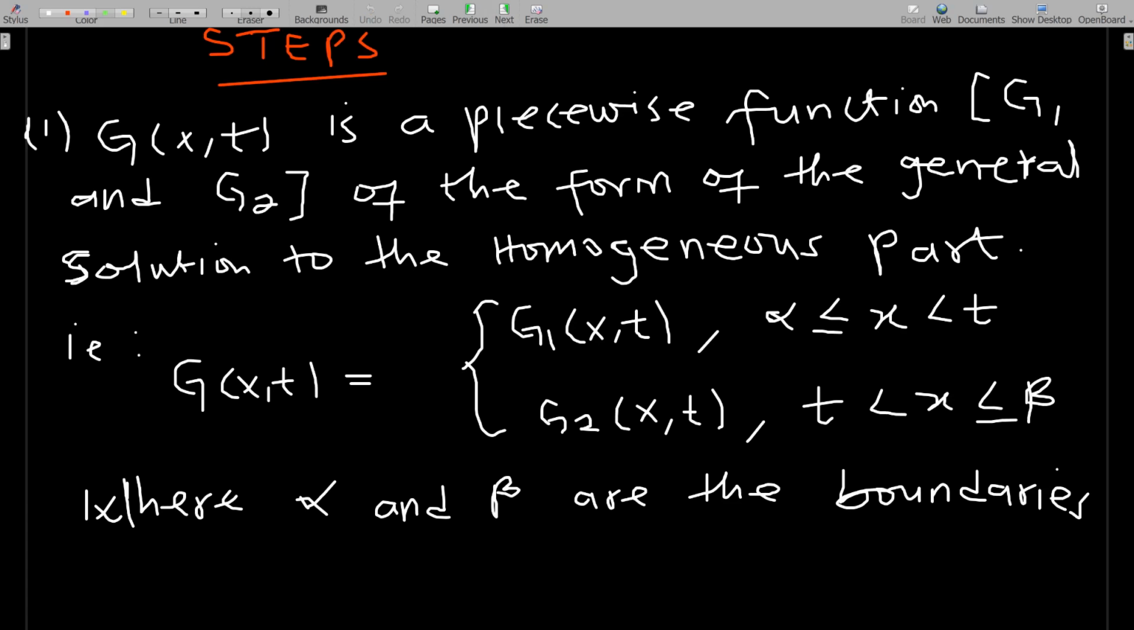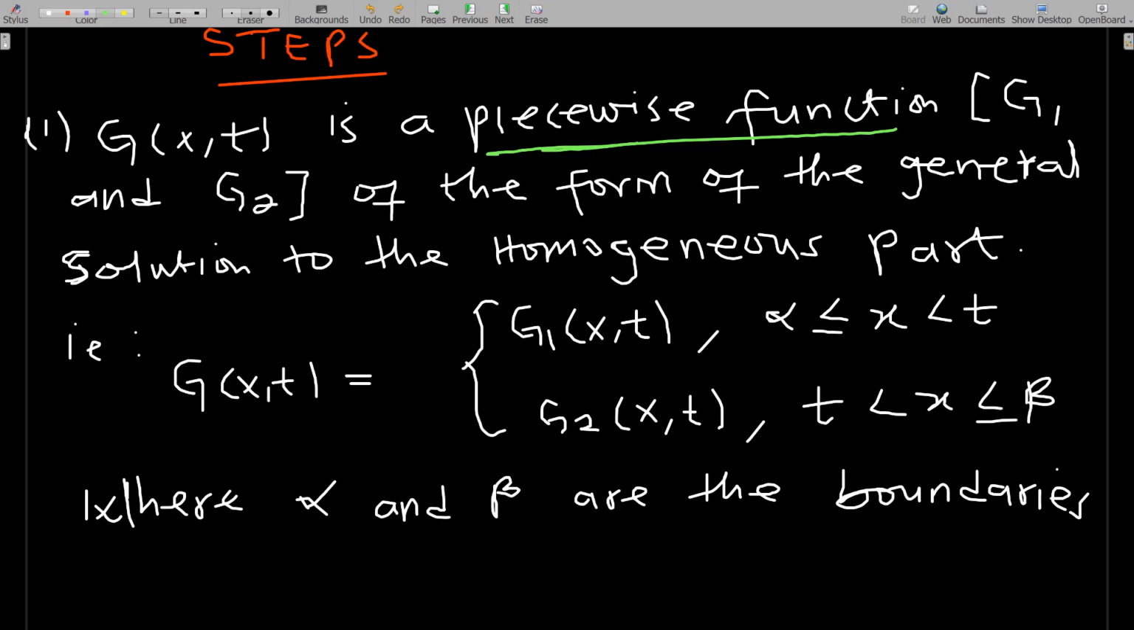Now, steps in solving for the Green's function. So step one is saying that g of x,t is a piecewise function g1 and g2. Okay, it's a piecewise function. As the Green's function is a piecewise function g1 and g2, it's just two of them. It's not three. A piecewise function can be g1, g2, g3 up to gn, but here it's just two.